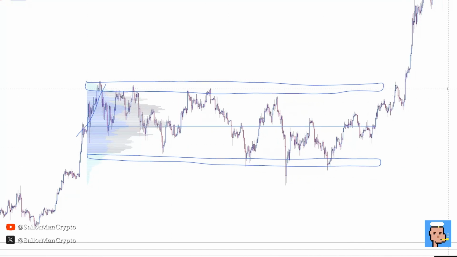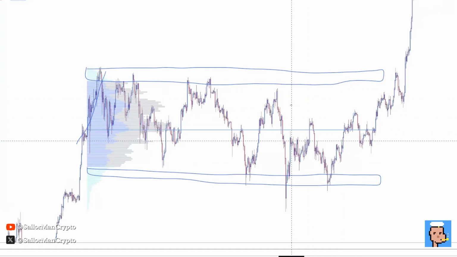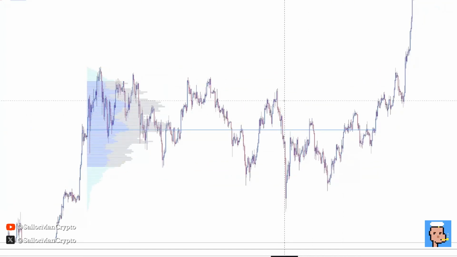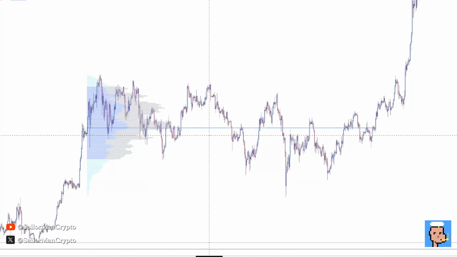That's why in a range, this level, the range high, is called premium, and the range low is called discount, because you want to buy at a discount and sell at a premium. Furthermore, the most agreed price within a range is the point of control. That is something that I will show how I use, and it is very relevant.